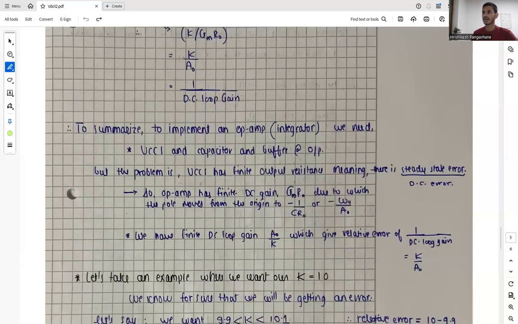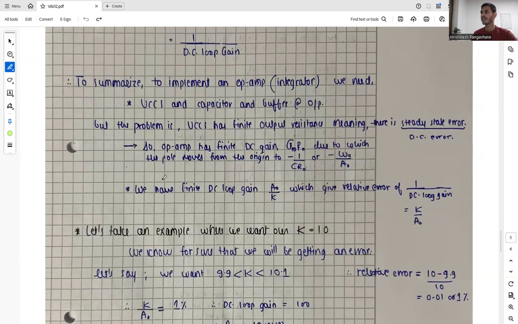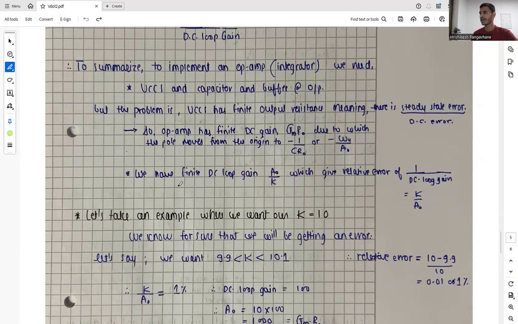So now to summarize, to implement an opamp as an integrator, we need a VCCS, which is a voltage controlled current source, and a capacitor and a buffer at the output. But the problem is the voltage controlled current source has finite output resistance, meaning there is a steady state error or a DC error, which we discussed earlier. So the opamp has finite DC gain and not infinite DC gain, which was the ideal case, due to which the pole moves from the origin to minus 1 by C R naught, or minus omega u by A naught. And we have finite DC loop gain A naught by K, which gives a relative error of inverse of DC loop gain, which is K by A naught.